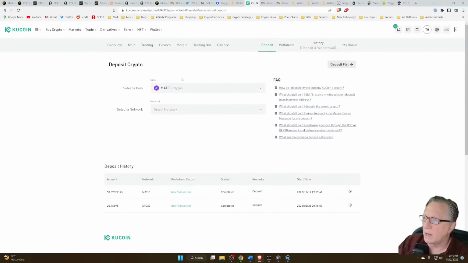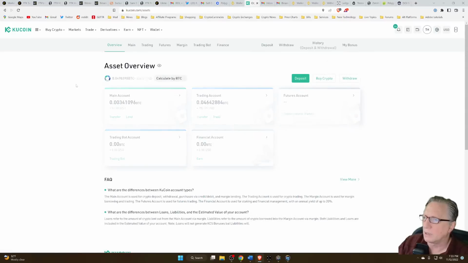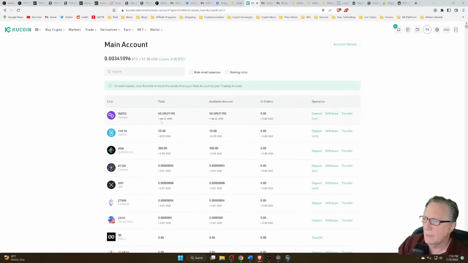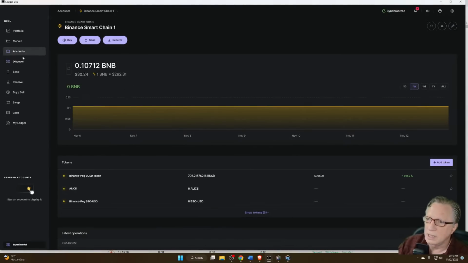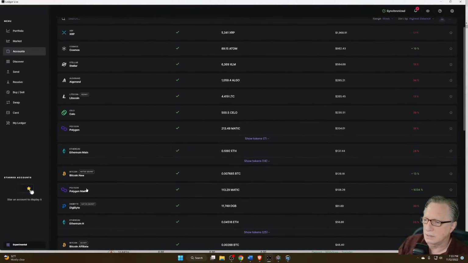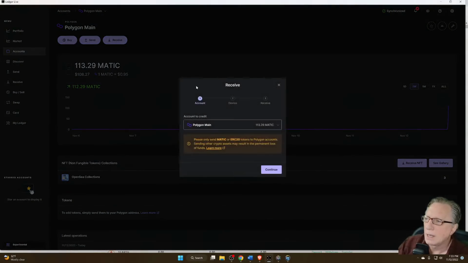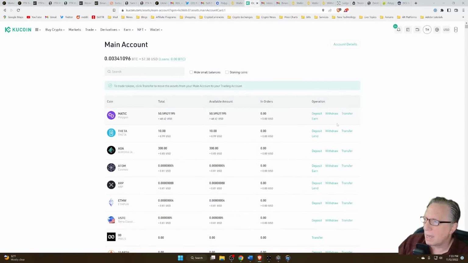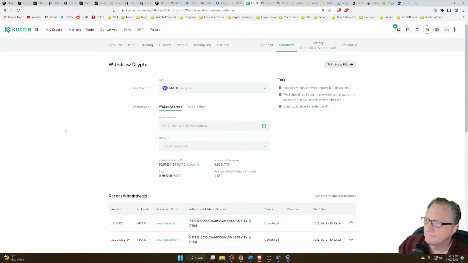Okay, so now we have MATIC, right? So we look on the overview here. You can see that I have MATIC token in my KuCoin account. Notice when I go to, let's say I want to put it in this Polygon wallet, right? Let's get that address. We got it. Let's go back to KuCoin and make our withdrawal, right? Let's paste in that address, right?